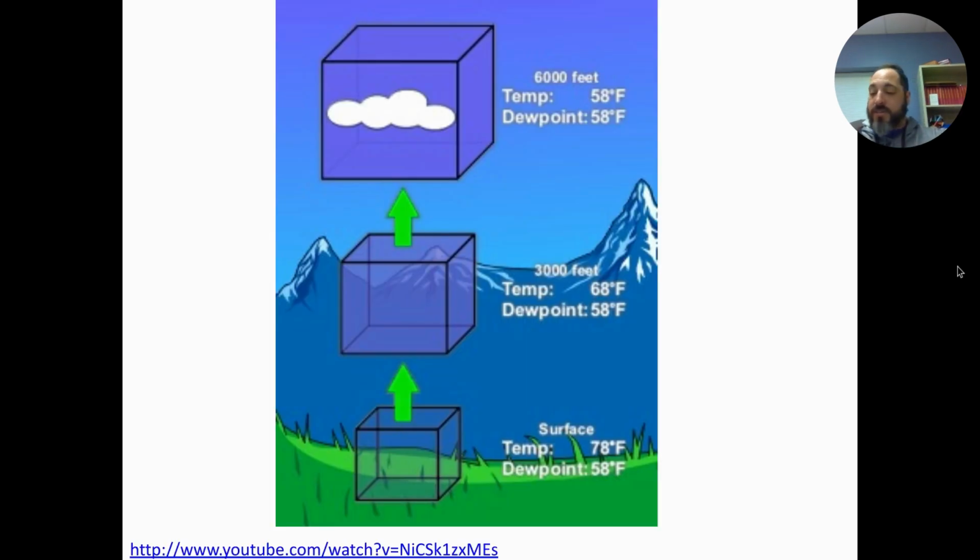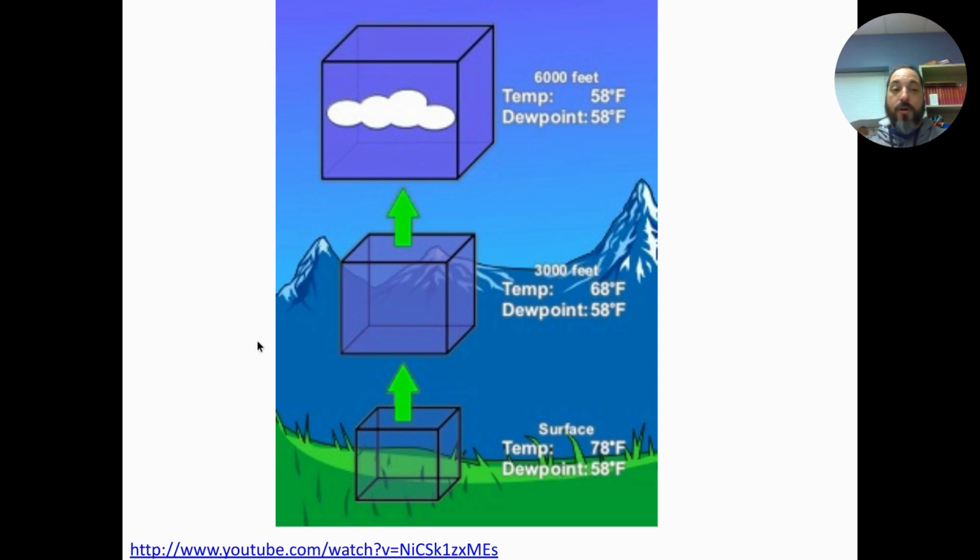All right, so we got this example right here. You can see the air starts here at the bottom. As it rises up, my temperature starts to decrease. It gets closer and closer to the dew point, which is 58, and up here at 6,000 feet, the temperature has now reached the dew point, and we can see that a cloud has formed.